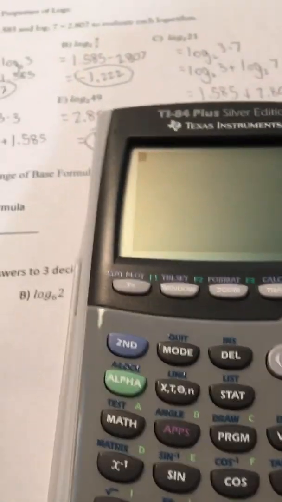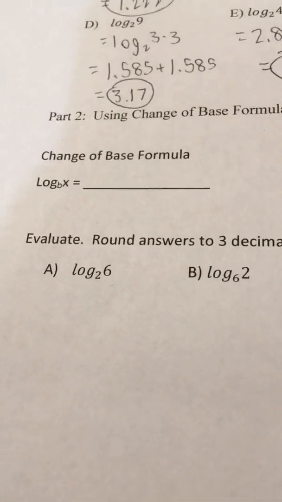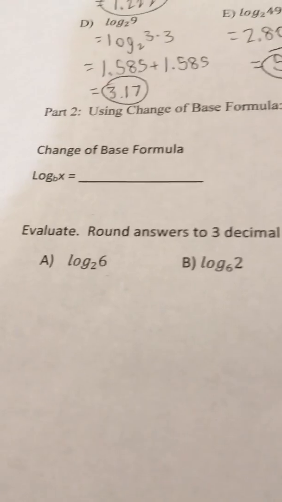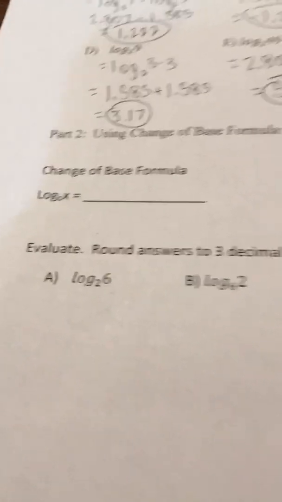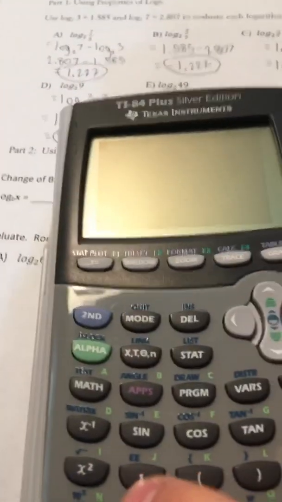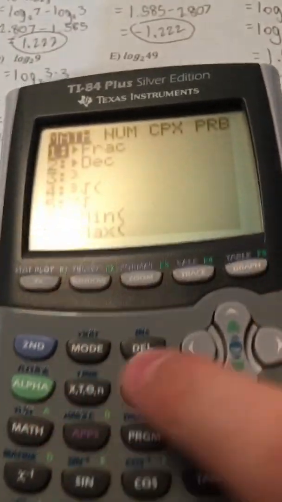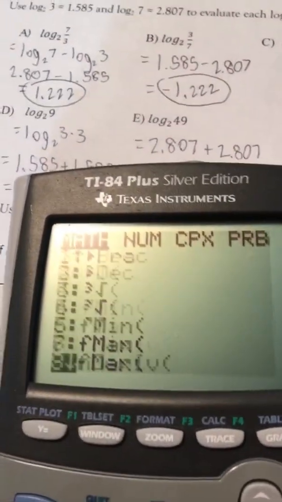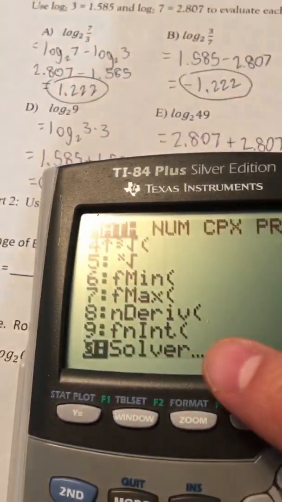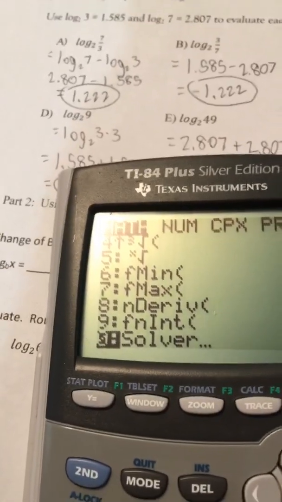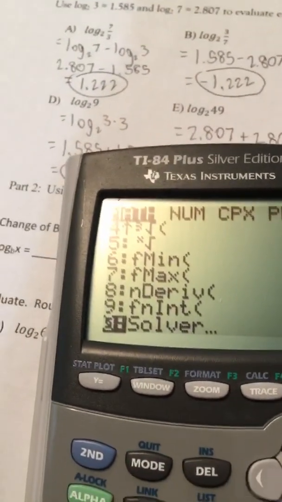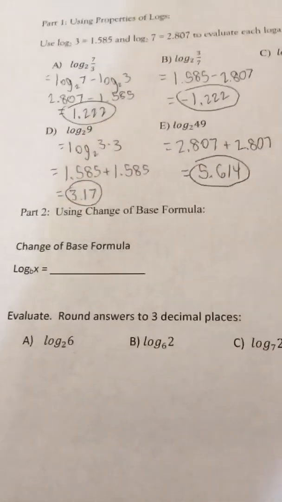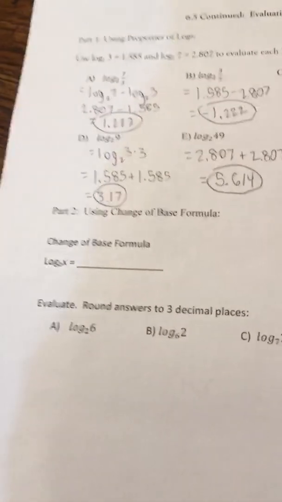Now, in order to type something like log base 2 of 6 or log base 6 of 2, if you have a newer calculator, you can hit the math button and then scroll down to the bottom and there'll be a feature that says log base. This calculator doesn't have it, but if you have that, you could hit enter and it'll let you just type in these problems exactly as you see them. It's really easy.